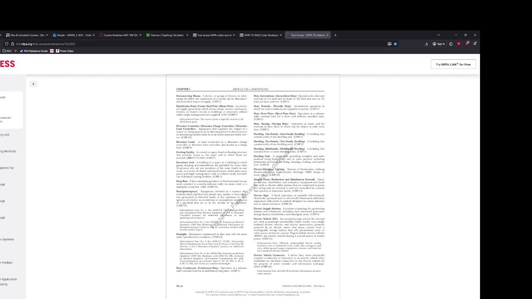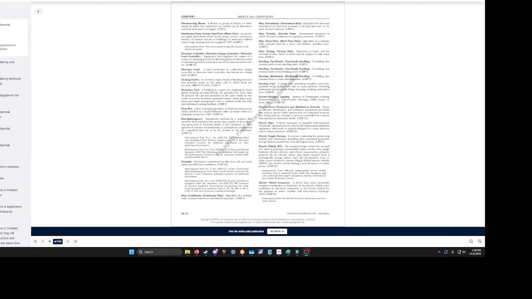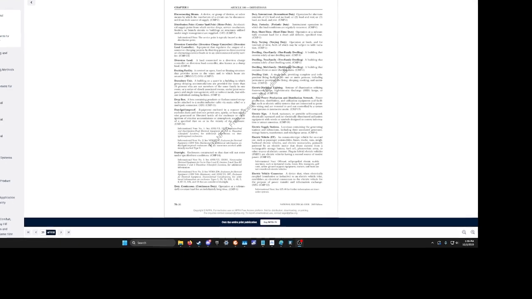Dormitory unit is space in a building in which group sleeping accommodations are provided for more than 16 persons who are not members of the same family. So, for example, obviously a dormitory, or I think technically you could class a hotel as that, but something like that. Further down here, you have dust-tight: enclosures constructed so that dust will not enter. That is very important.